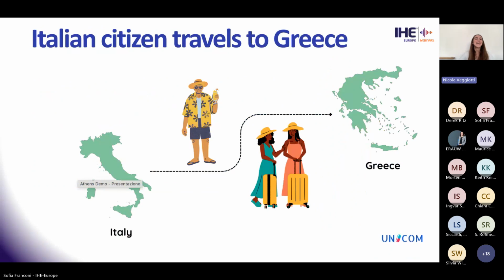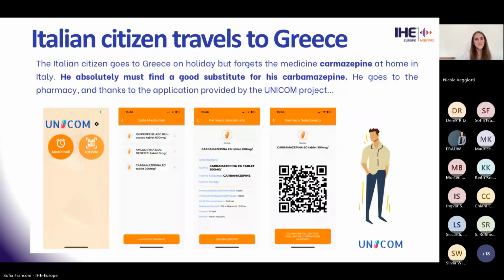So let's imagine that our Italian citizen Mario wants to travel to Greece for vacation. Our Italian citizen goes to Greece on holiday, but he forgets the medicine carbamazepine at home in Italy. So he absolutely must find a good substitute for his carbamazepine, his drug.